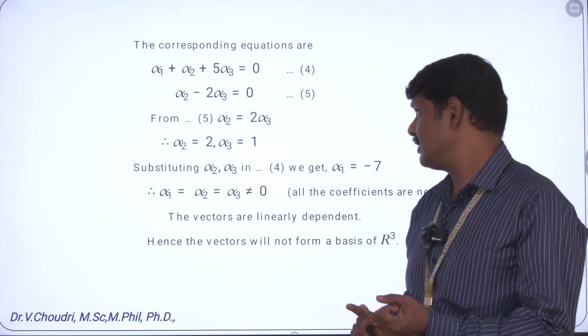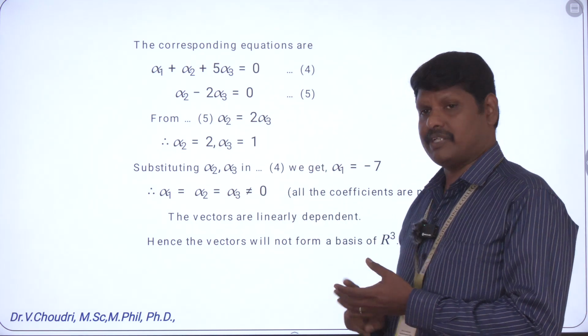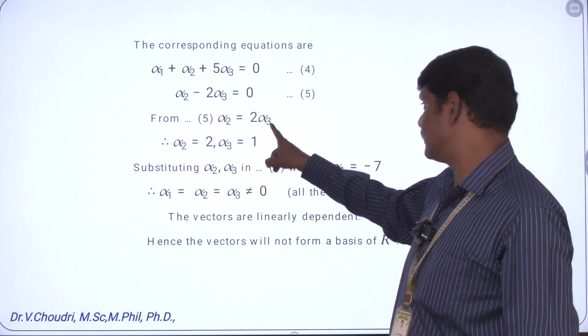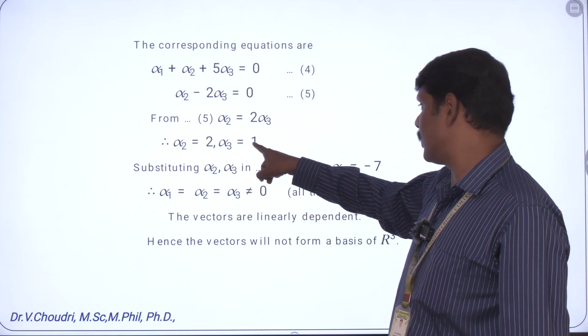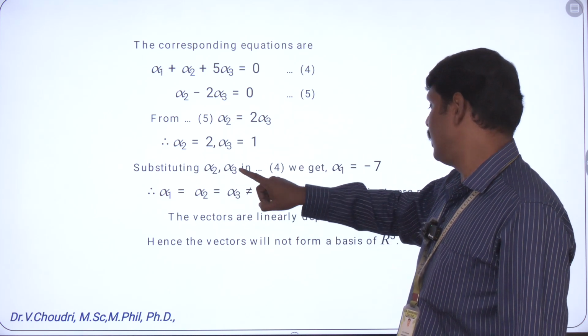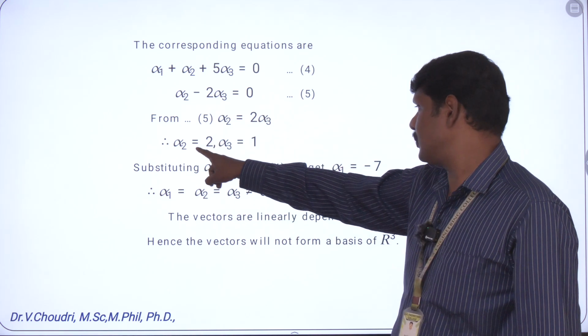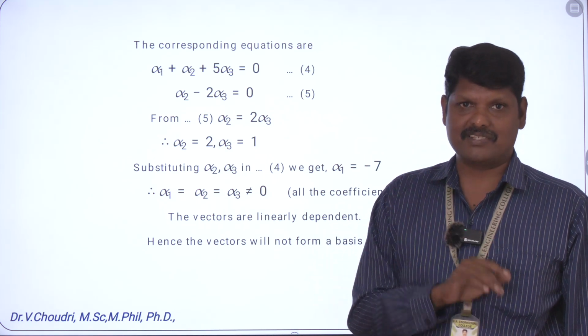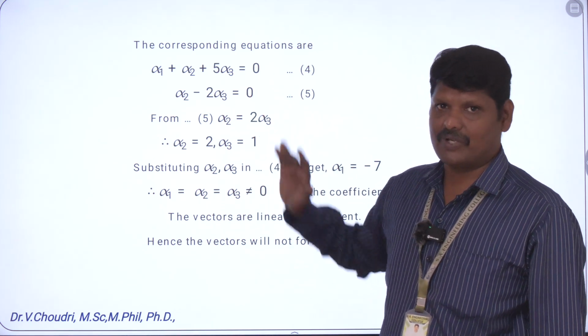I am taking here alpha 2 equal to 2 alpha 3; except the trivial solution, other solutions are also valid. See, while I am taking alpha 3 equal to 1, alpha 2 equal to 2. While I am taking alpha 3 equal to 2, alpha 2 equal to 4. So non-zero elements also exist. There are an infinite number of solutions.